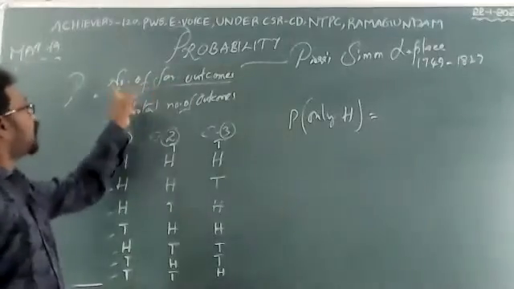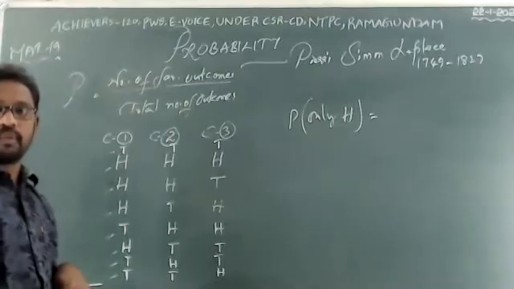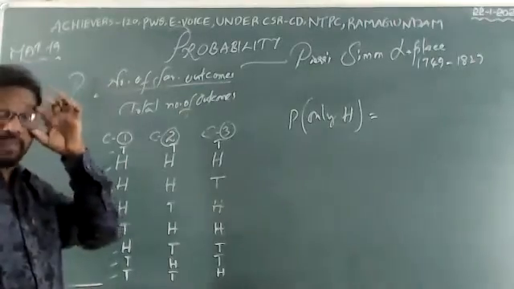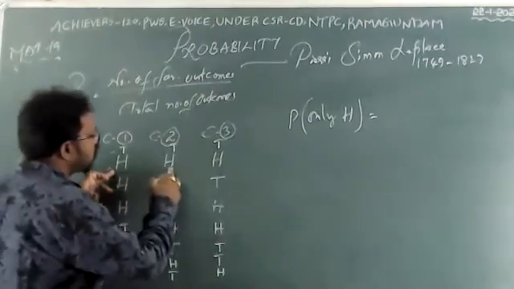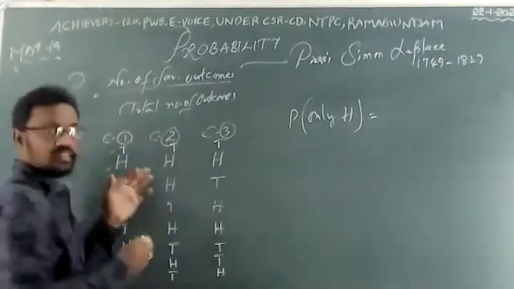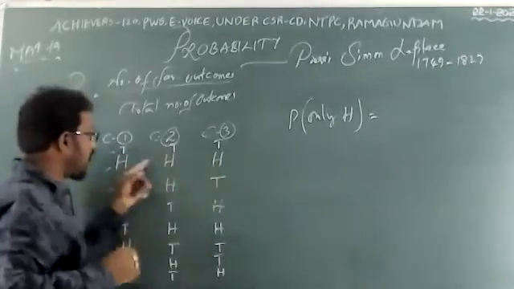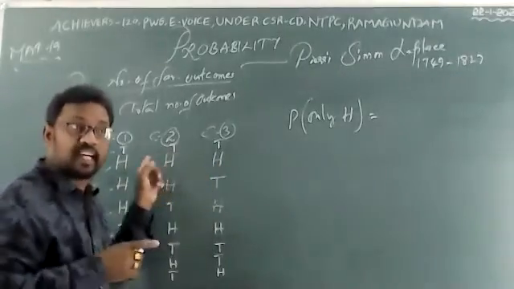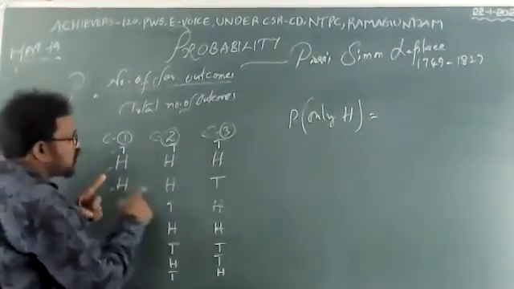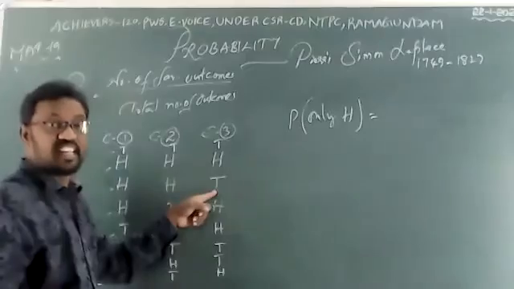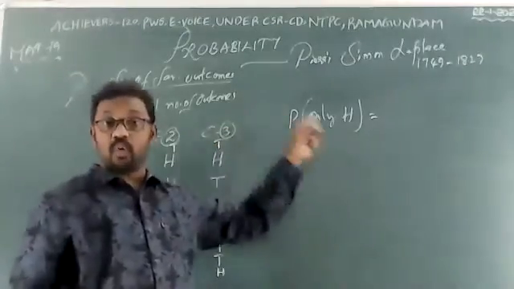This is the formula: number of favorable outcomes divided by total number of outcomes. Only heads, how many are there? See, H, T, T, T. It's not there. Here it is there, only head. Is there any tail? No. One is there. Next, T here. What is the question? Only heads.